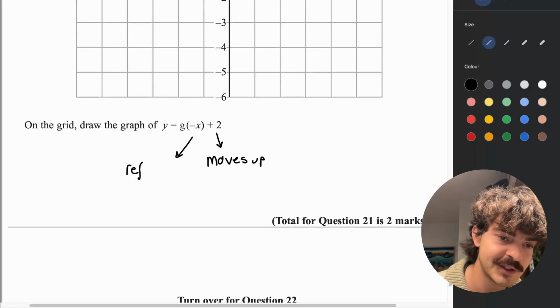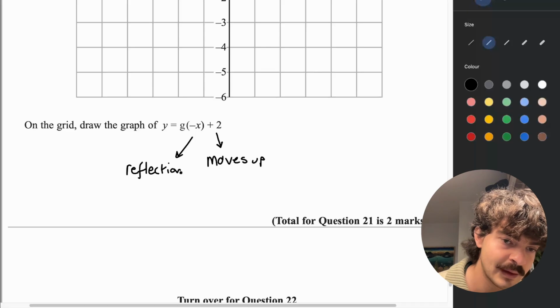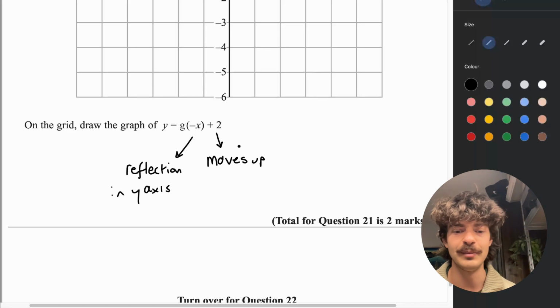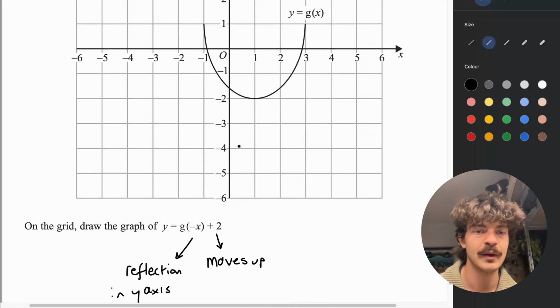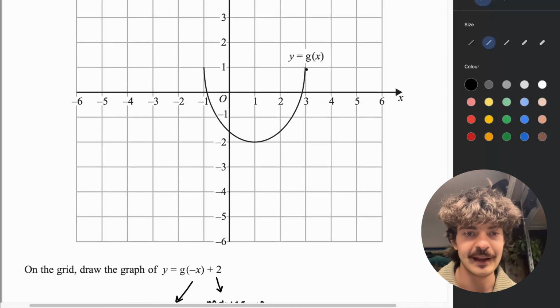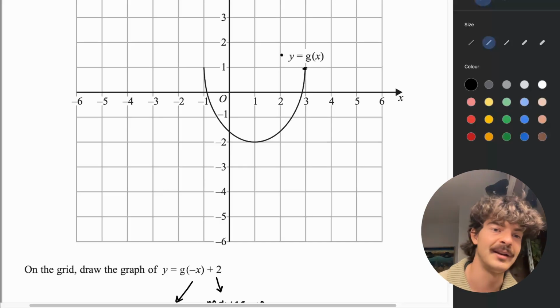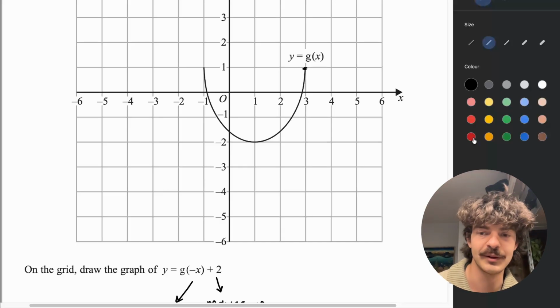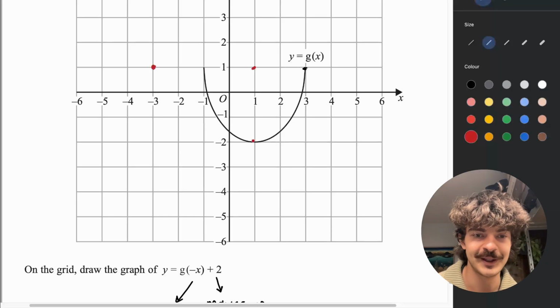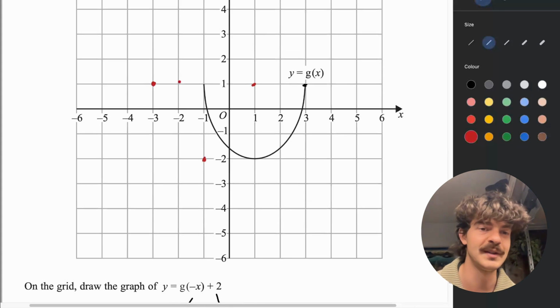So we've got a reflection in the y-axis, and we've got it moving up by 2. Let's start by reflecting it in the y-axis. This point over here is now going to end up going right the way over here. Let me do it in red so it's super clear. And this point over here is now over here. We can do the same with our turning point. That's going to be down here. So that's our first movement, that's our reflection.